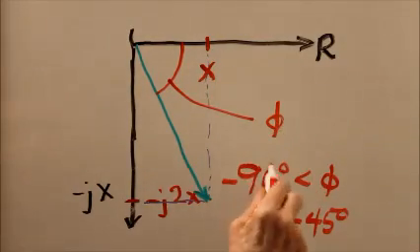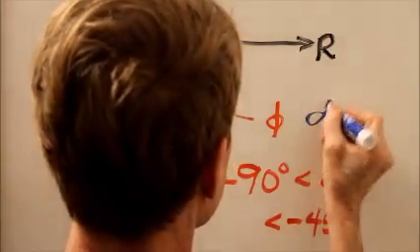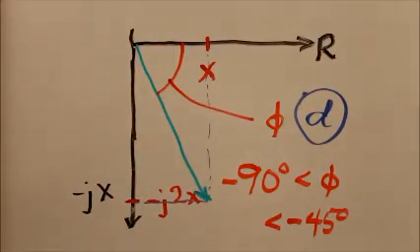So this phase angle is between minus 90 degrees and minus 45 degrees, and that is choice D, as in delta. It's hard, but not impossible.